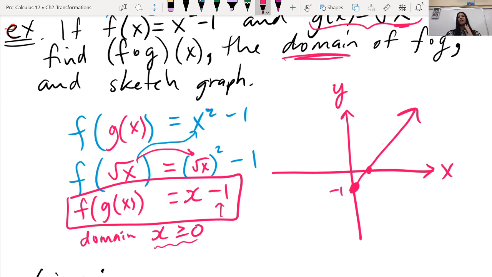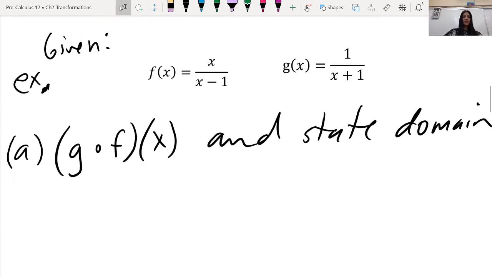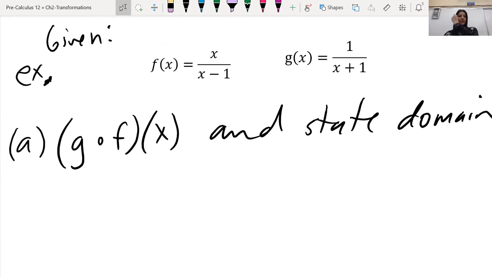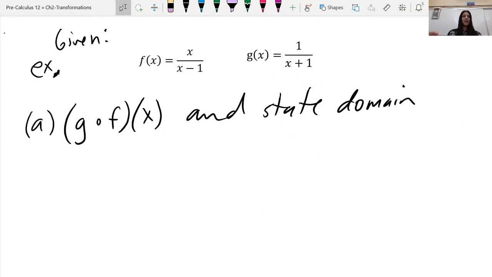Again, if you're having a hard time or you're unsure, pause whenever you need to is my suggestion and try it on your own. And then I would come back to look at the solution to help you or guide you with this. Now, given these two functions, f of x and g of x, let's find g of f of x and state the domain. So again, because we just went through one together, I think it would be helpful if you paused, tried this on your own, and then came back to look at the solution afterwards.